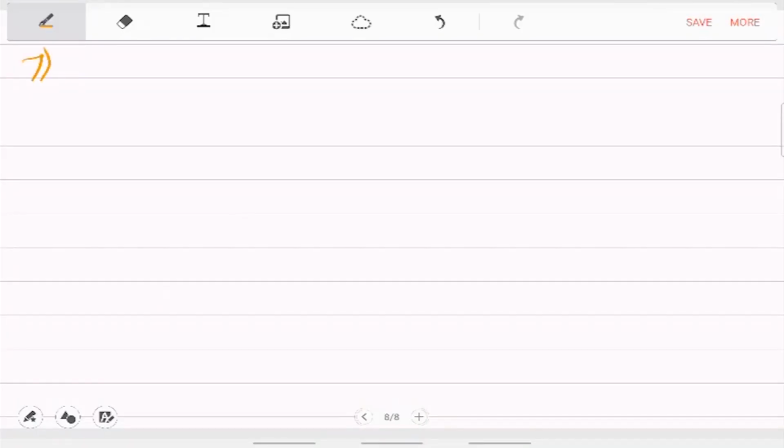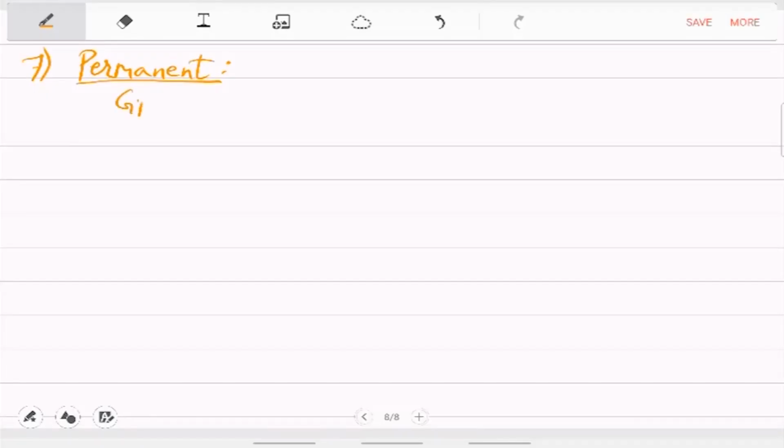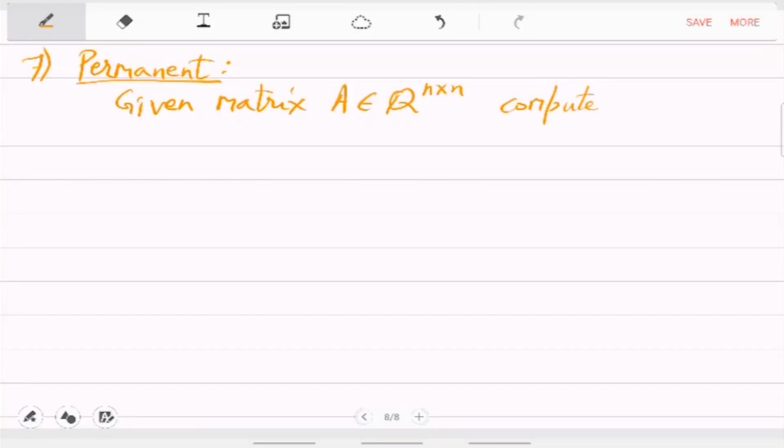Next is the permanent. If you have heard of the determinant, the permanent is a sibling of the determinant. It is defined for a matrix. Given an n cross n square matrix A, let us say it has integral or rational entries, compute its permanent.